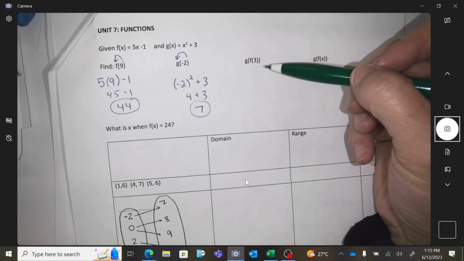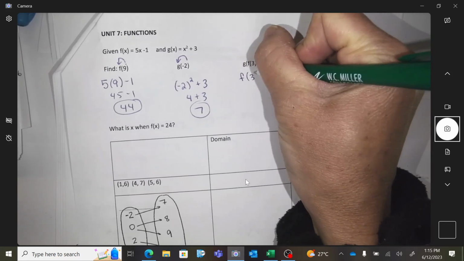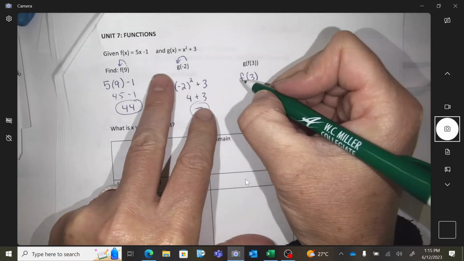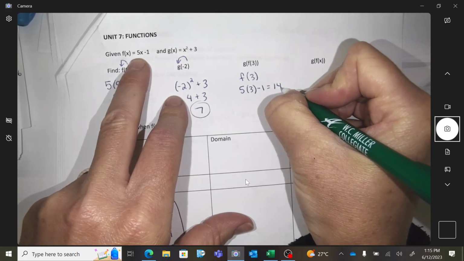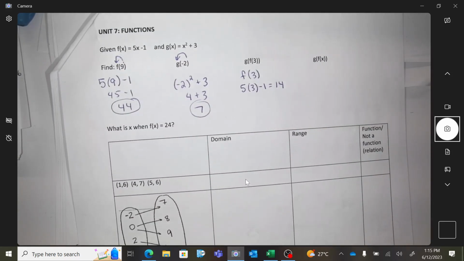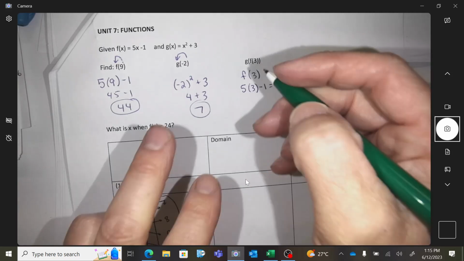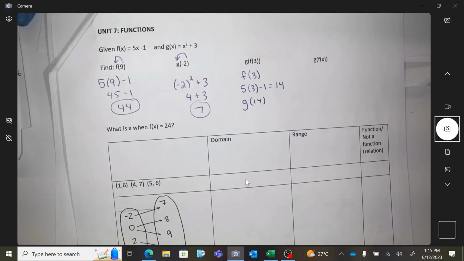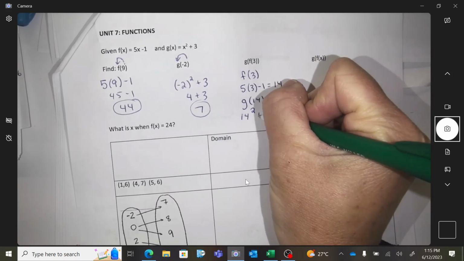Okay, this is a double, so now we gotta go g of f of 3. So let's do f of 3 first. So that would be 5 times 3 minus 1. So that came out to be 14, right? Now you need to now do g of 14. So that would look like this, 14 squared plus 3.